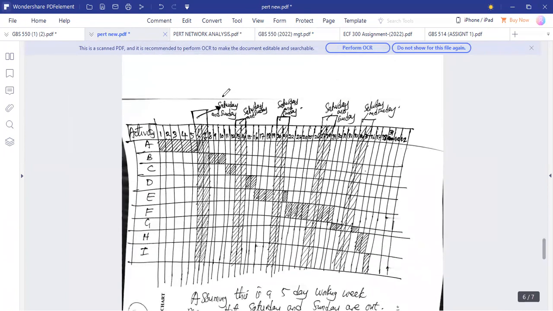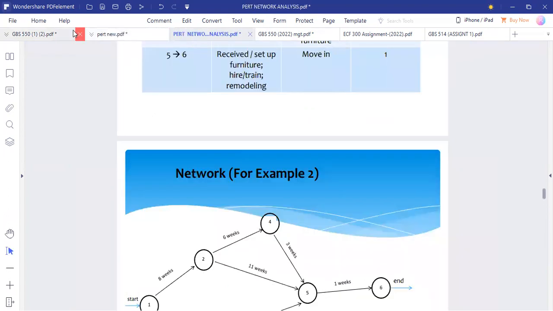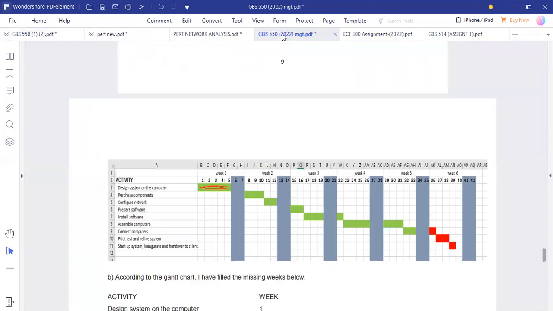we are saying this is Saturday and Sunday. So from there up to there is 5 days, and this one is representing Saturday and Sunday. Even this one is representing Saturday and Sunday. It also represents that we are not doing anything on Saturday and Sunday. Okay, so we can even do it unwritten. So design system on the computer, 5 days.